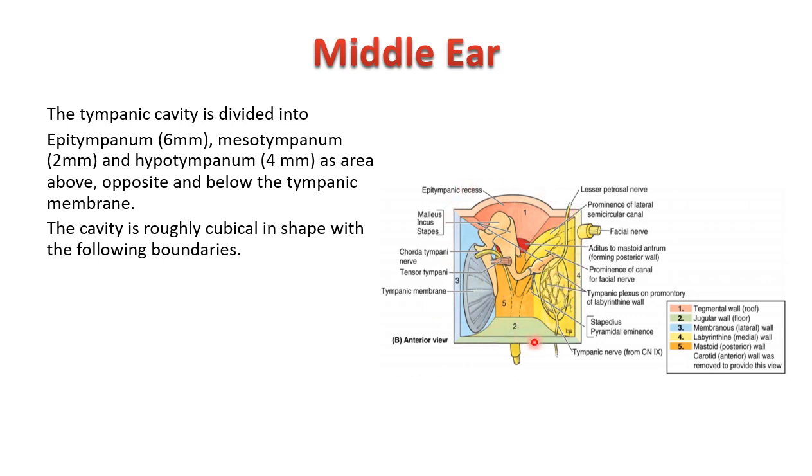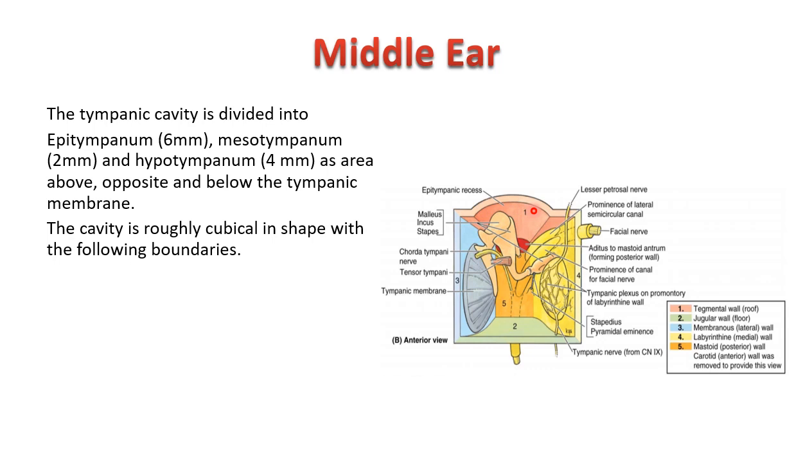So roughly you can extrapolate it to a cube, which has 6 walls, of which 5 walls you are able to see here. That is the lateral wall, and this is the medial wall, and that should be your roof, and this should be your floor, and that is your posterior wall. The anterior wall is actually cut open. Okay, so the roof is somewhat bulged outwards and called the epitympanic recess.